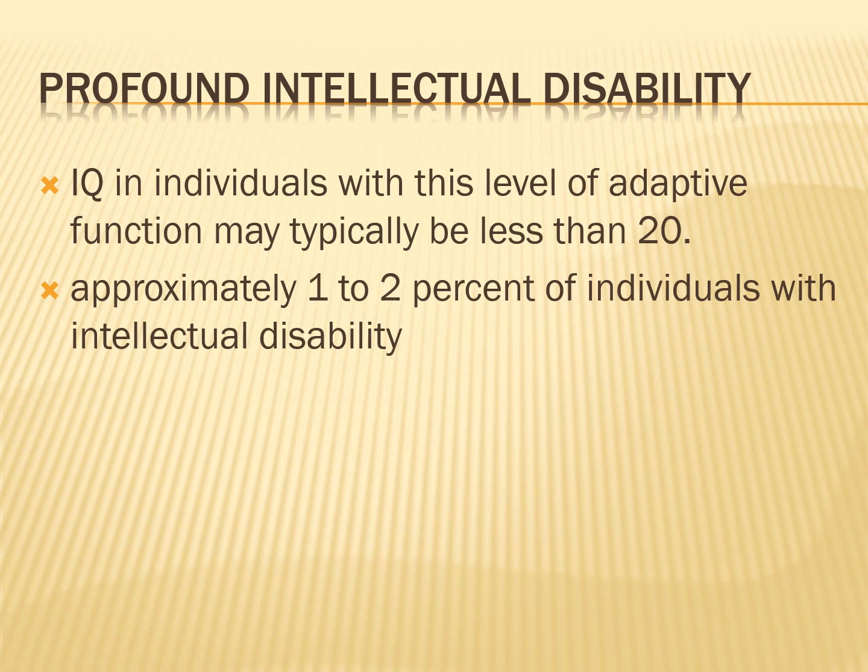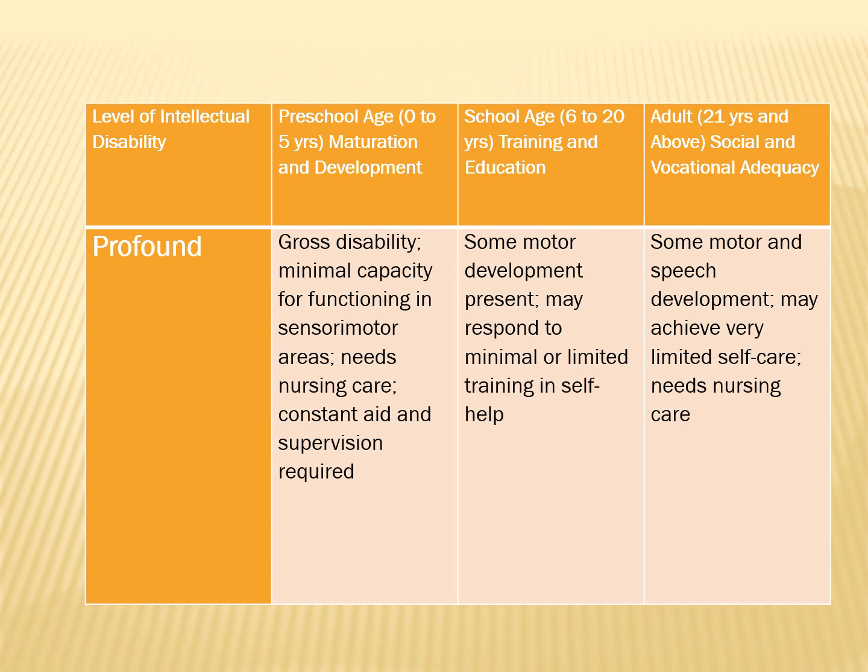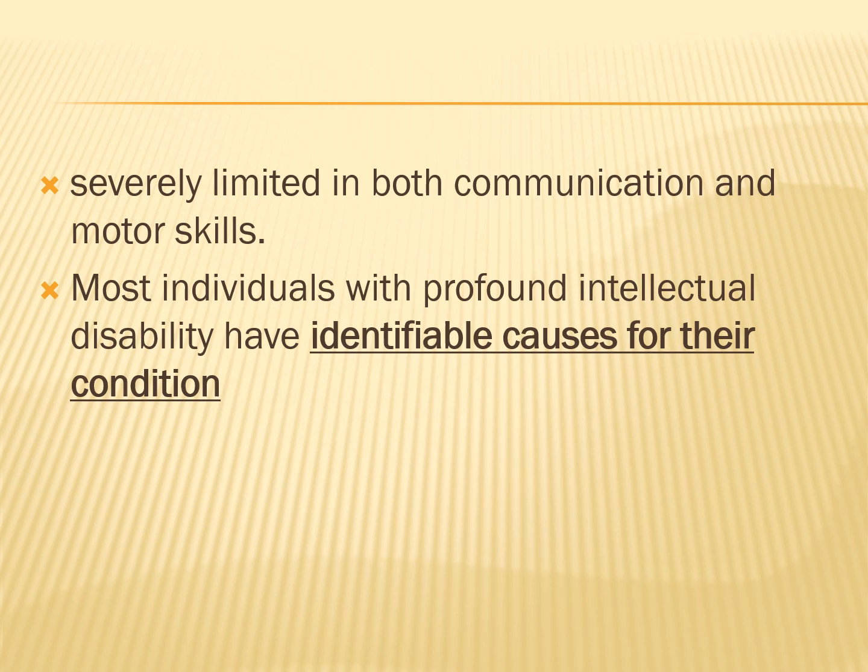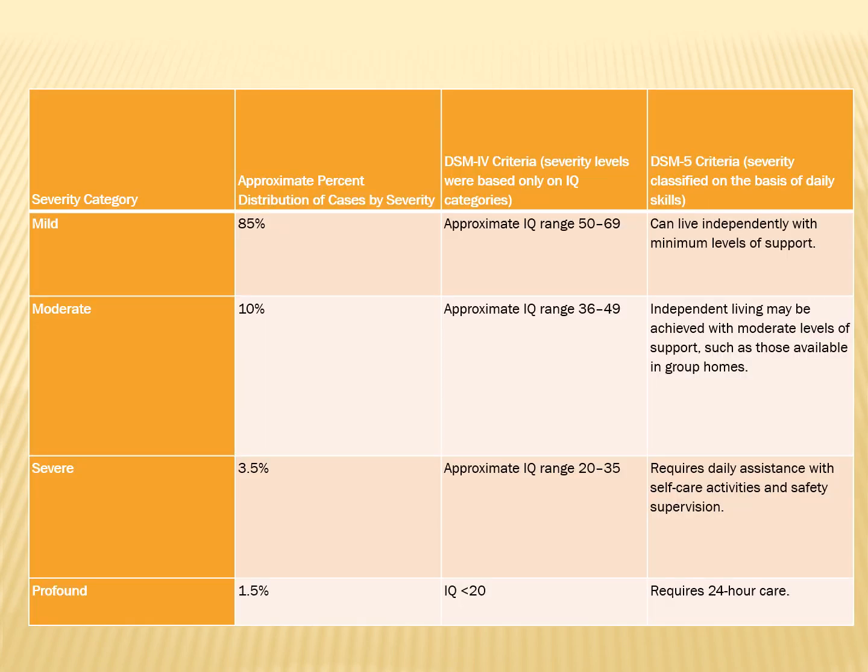The next severity level is profound intellectual disability, where the IQ score will be less than 20. Only 1 to 2% of those diagnosed with ID will have this severity level. They are almost dependent even for their self-care. Their speech and motor development will be poor. They will need constant nursing care. They show gross disability, with minimal capacity for functioning in sensory motor areas. Most of those diagnosed with profound intellectual disability will have some identifiable cause for their condition, like Fragile X syndrome or Down syndrome.